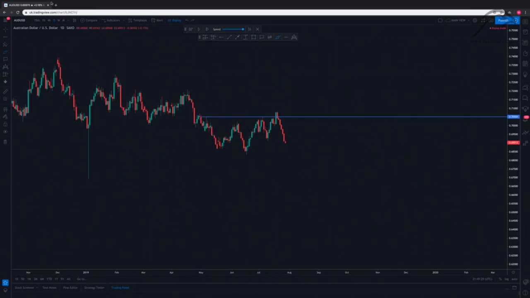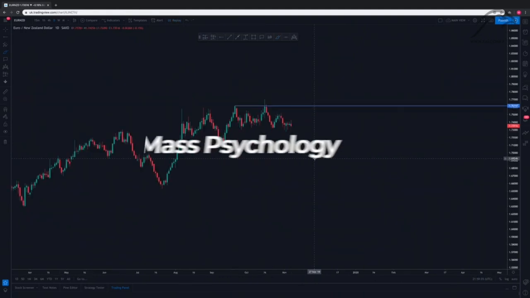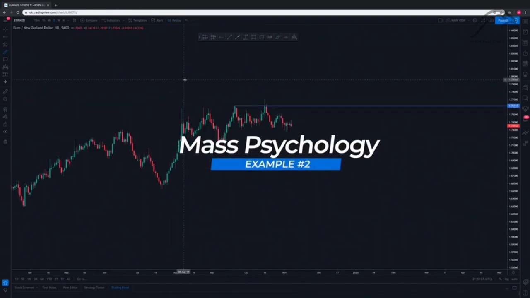And looking at that, even on a daily, and we can spot these on the lower time frames, but this is just to understand the concept of the mass psychology. Now let's take a look at a few more examples. So here we have our next example, which is Euro Kiwi, and we're looking at mass psychology again.